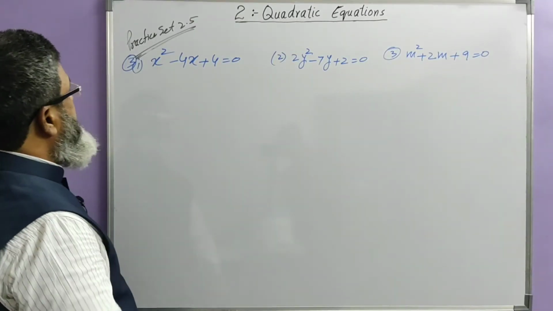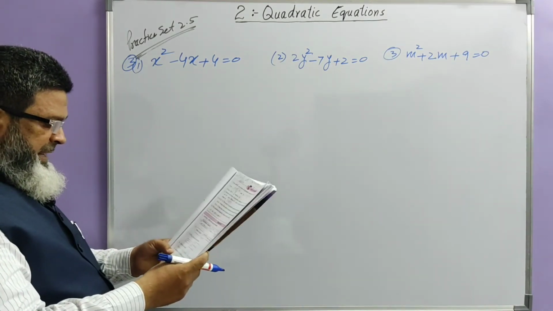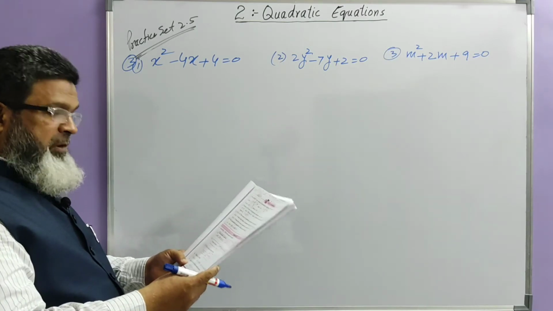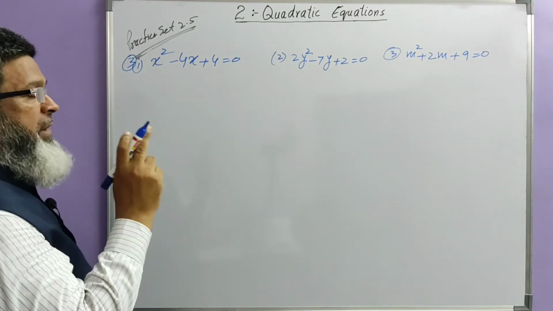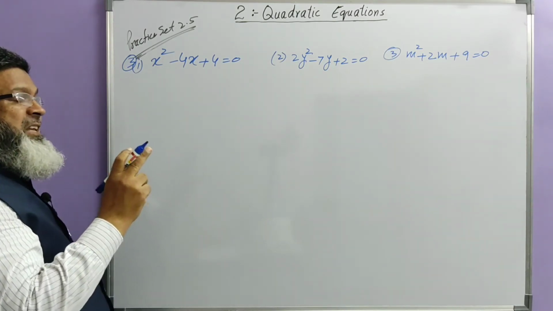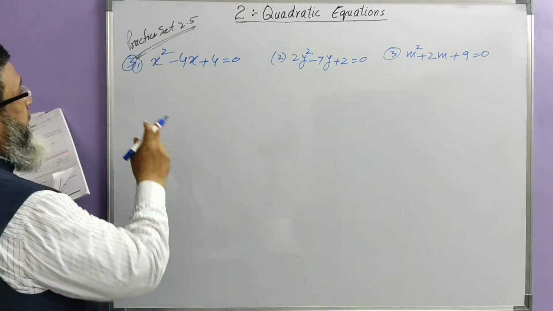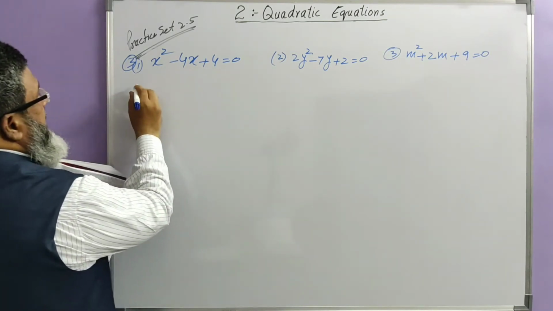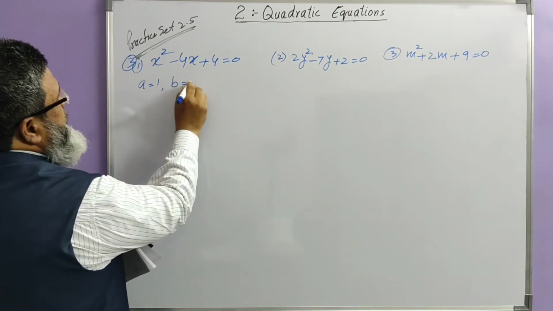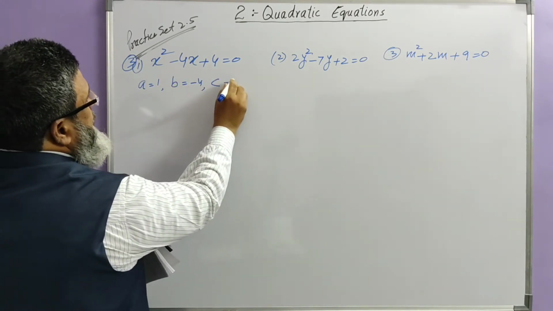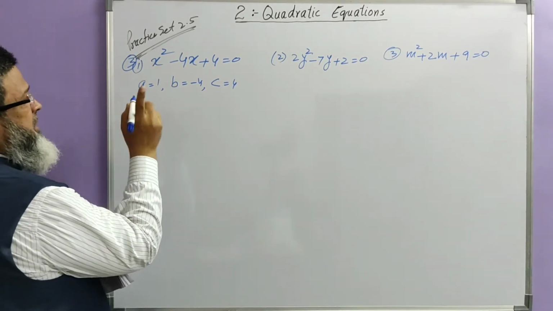Now in our question number 3, the instruction given is: determine the nature of roots of the following quadratic equation. To write the nature of roots, we have to find the discriminant, whether it is equal to 0, less than 0 or greater than 0. So for finding this, write the values: a is equal to 1, b is equal to minus 4 and c is equal to 4. Find delta. Delta means b square minus 4ac.